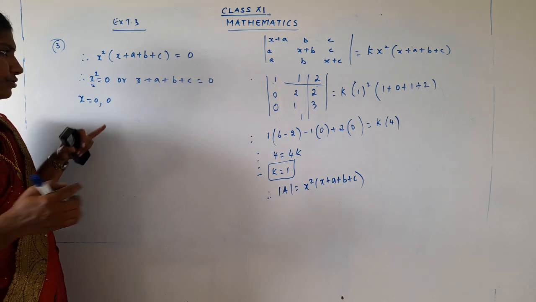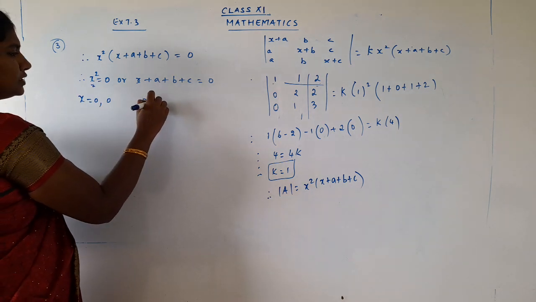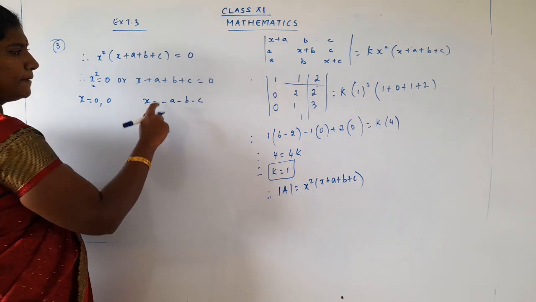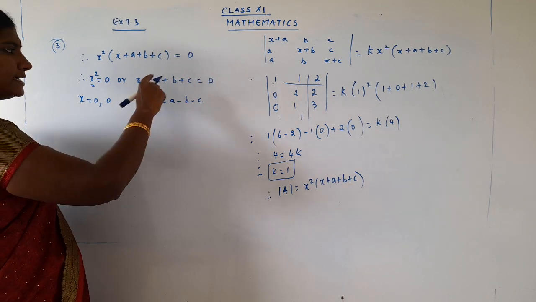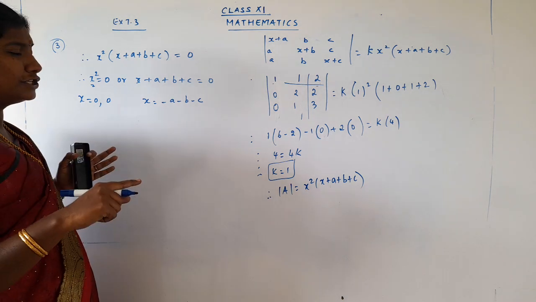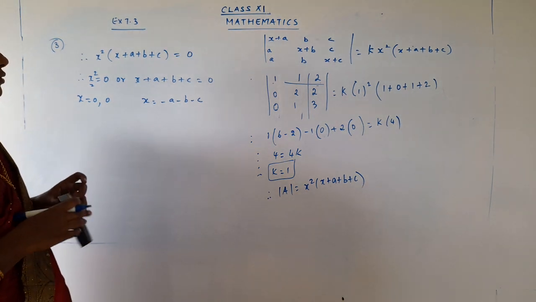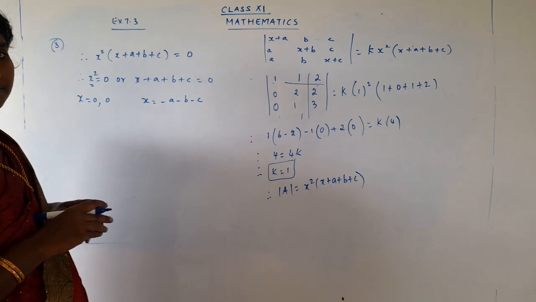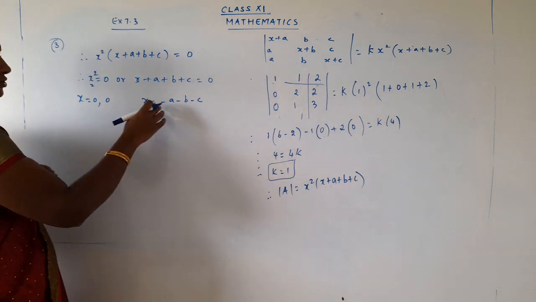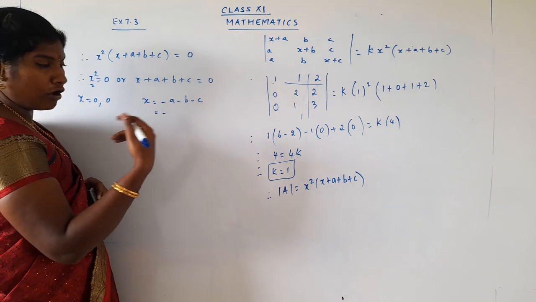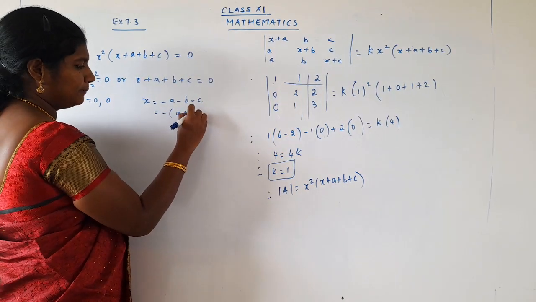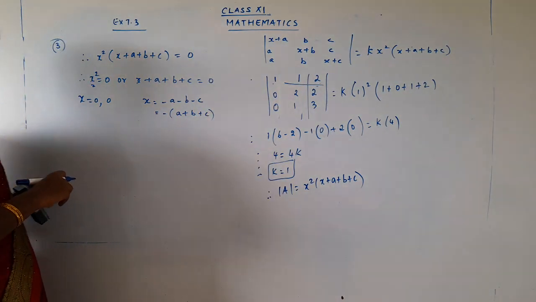So I will take 0, 0 and here I will get x is equal to minus a minus b minus c. When everything goes to the right hand side, plus a will change to minus a, plus b will change to minus b and plus c will change to minus c. So I get x is equal to minus a minus b minus c. Okay. So you can write down this as minus, I will take common. If I take minus common, I get a plus b plus c. So I have found the values for x.